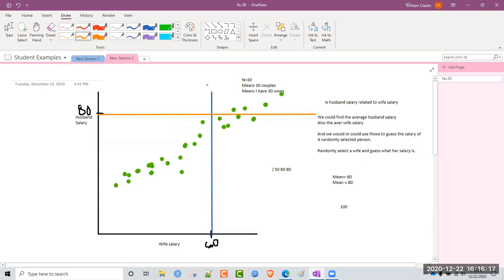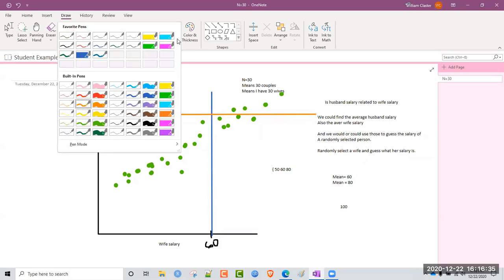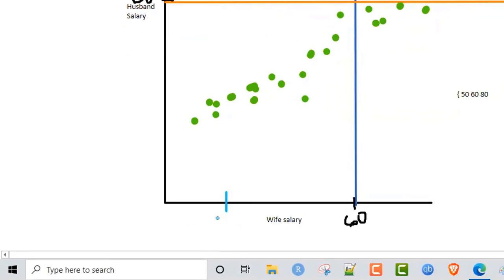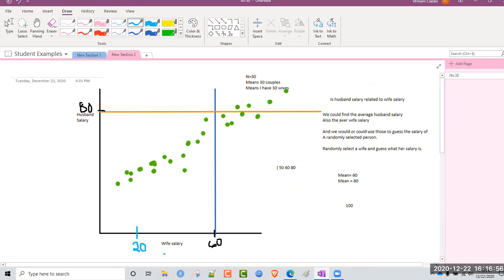And now I'm going to ask you for the husband's salary, but I'm going to give you a little more information about the couple. I'm going to say that I'm talking about a couple where the wife's salary is here. So if the wife's salary is there, let's say that's 20,000. So suppose we have a couple where the wife's salary is 20,000, and now I ask you to predict the husband's salary. So probably you're not going to say 80 anymore.